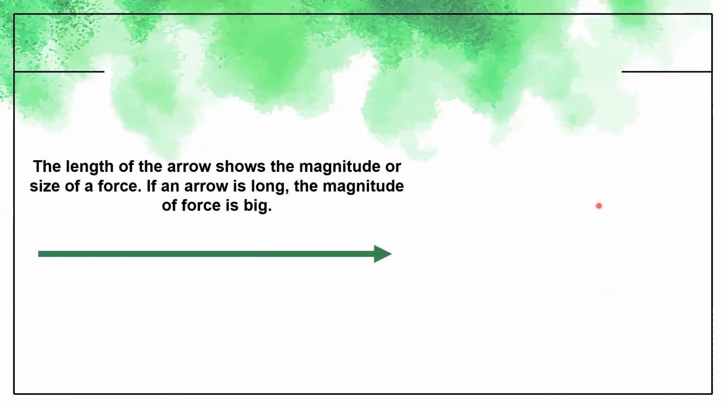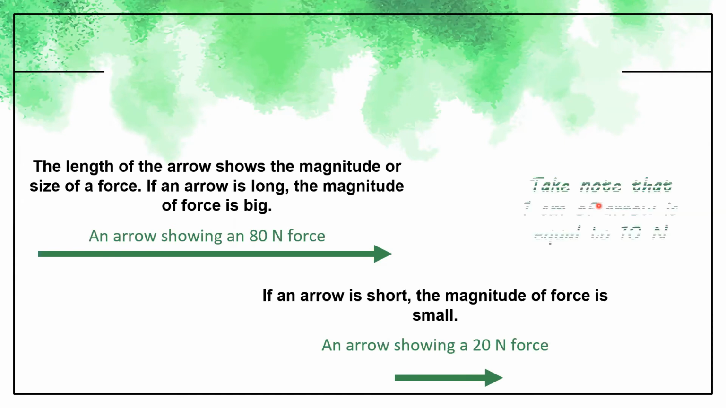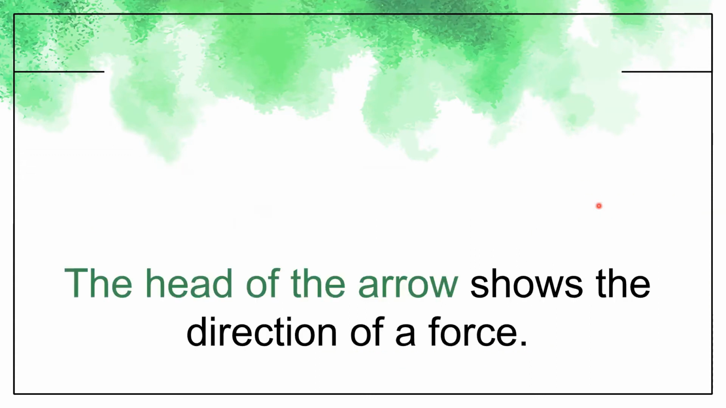So since this arrow is big, this is showing an 80 Newton force. On the other hand, if an arrow is short, the magnitude of force is small. Since this arrow is small, this shows a 20 Newton force. Now take note, class, that 1 centimeter of arrow is equal to 10 Newton. The head of the arrow shows the direction of a force.